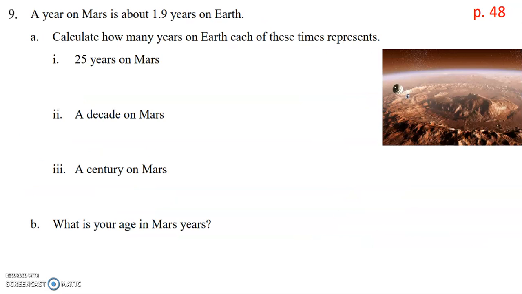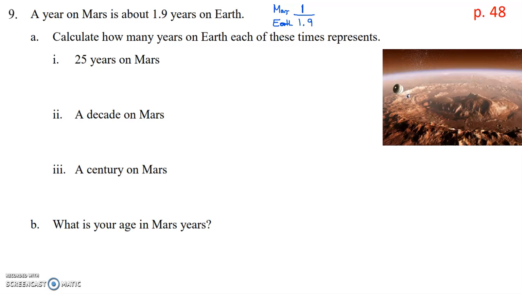And for number 9, we're going to use proportions to solve. A year on Mars is about 1.9 years on Earth. So this is a comparison between the 2 planets. So if we look at Mars and we look at Earth, 1 year on Mars is about 1.9 years on Earth. So Mars and Earth. So then we can calculate how many years on Earth each of these times represents.